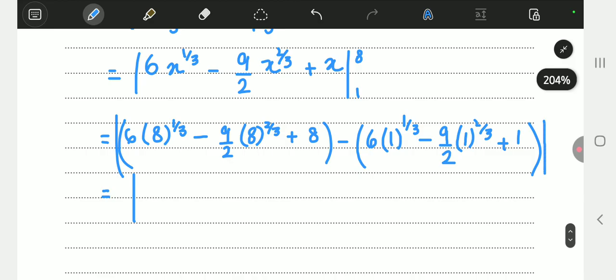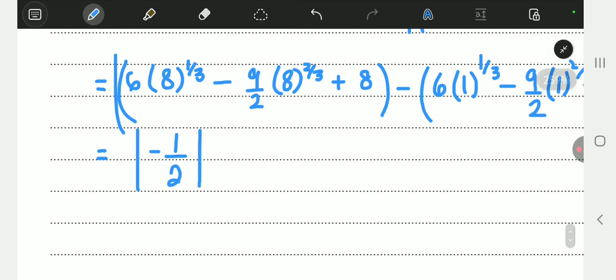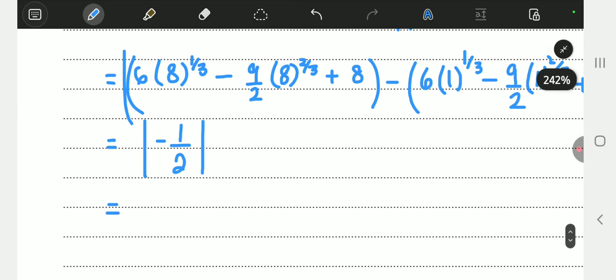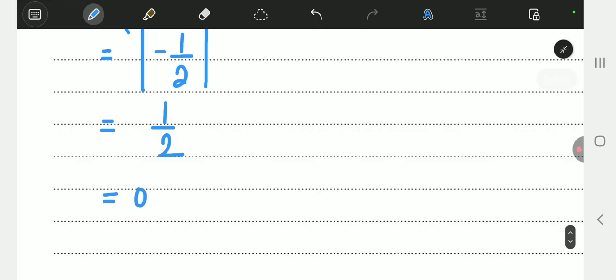Why do we do it inside the modulus? Because the final answer that comes out of it should be a positive number. The area is going to be positive, so it is going to be 0.5.